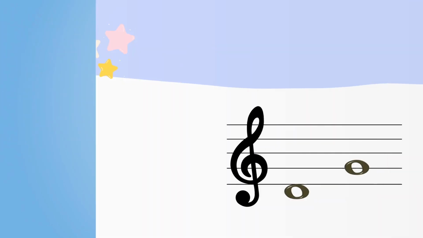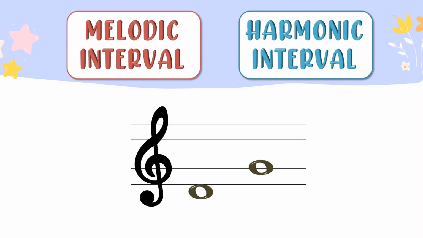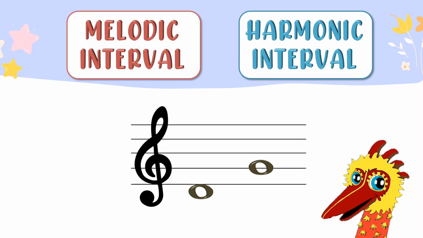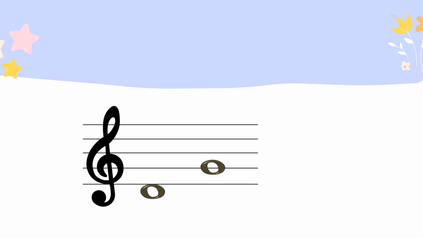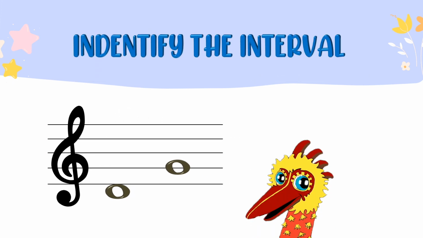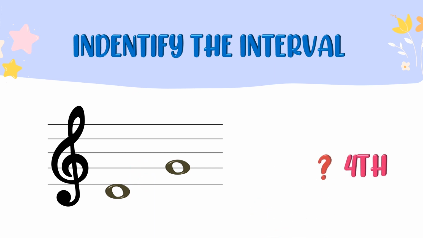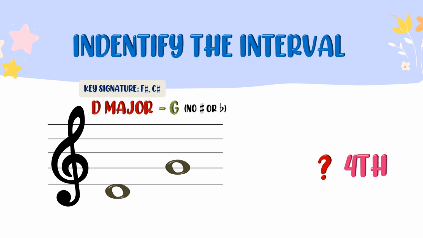Quiz time. Is this a melodic interval or a harmonic interval? Melodic interval. Good. Next, identify the interval. Firstly, find the interval number: 1, 2, 3, 4. Interval of fourth. Next, identify the interval quality. D is the tonic note for D major. The top note is a G. The key signatures for D major are F sharp and C sharp. The G note here has no sharps or flats. So the interval is perfect fourth.